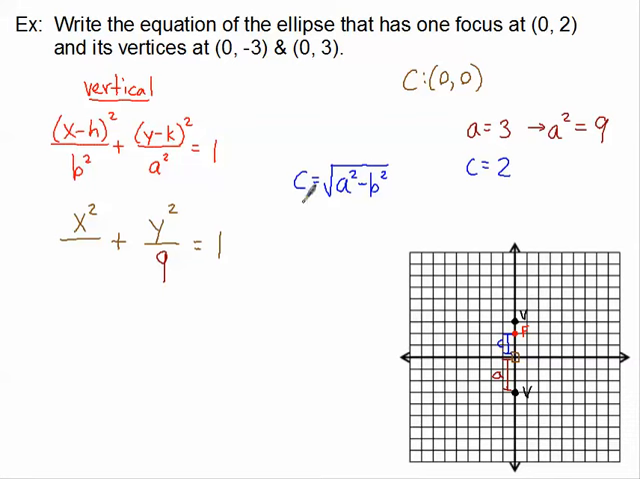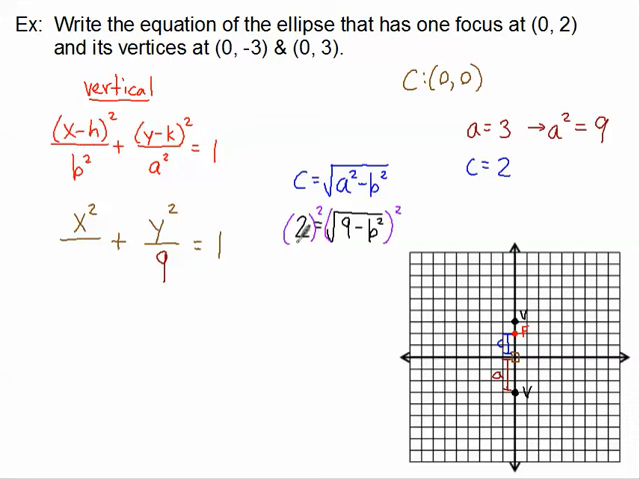I know that c is 2, so this is going to be 2 is equal to, I know that a squared is 9, so this is 9, and then minus b squared. So this is a simple equation to go and solve for b. I do need to get to it, which means I need to get rid of this square root first. So I'm going to square both sides.